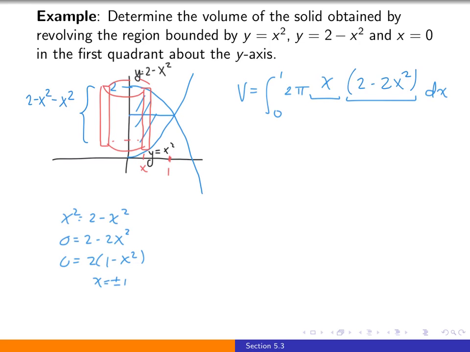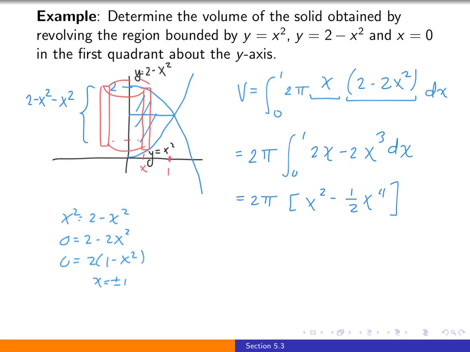And now that we have this set up, evaluating the integral turns out to be the old part of the problem. So we have a 2 pi that pulls out front, then it's a definite integral from 0 to 1 of 2x minus 2x cubed. Anti-differentiate term by term: x squared minus 2/4, which is 1/2, x to the 4th from 1 to 0. We plug in a 1, which would be 1 minus 1/2, minus, we plug in 0. So the value of the volume of this solid is simply pi.